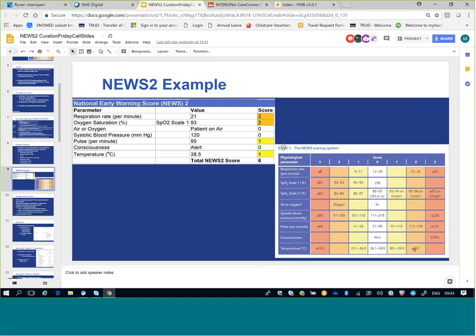Systolic blood pressure 120, which is normal, falls in the 111 to 219 range, which is 0. Then pulse, which is 95. In this case, 91 to 110, you get a score of 1. Consciousness alert is 0, and anything else is 3. And temperature is 38.5 in this case, which gives a score of 1, with a total NEWS score of 6. That's the way scoring works.